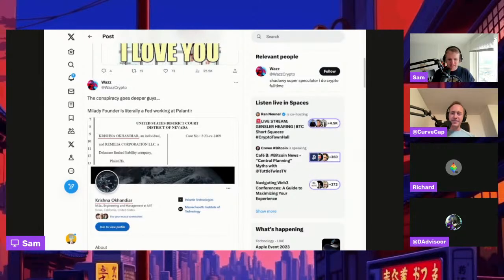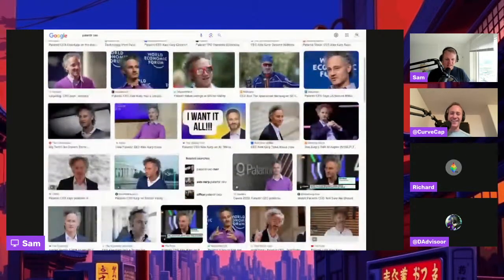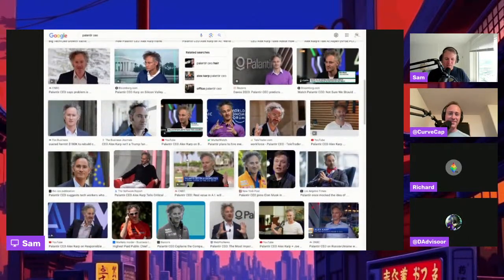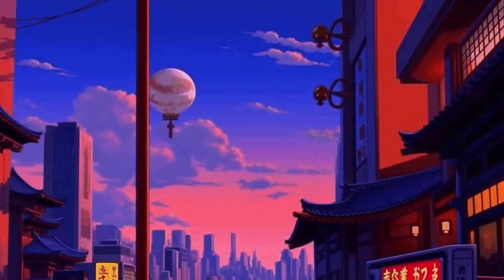I'll bring up a picture, but he looks kind of, here we go. This guy. Yeah, looks like an actual Bond villain. But I believe he does have connections to Peter Thiel, and also connections to Elon as well. So Palantir, one of the quieter companies that has huge influence in Silicon Valley.